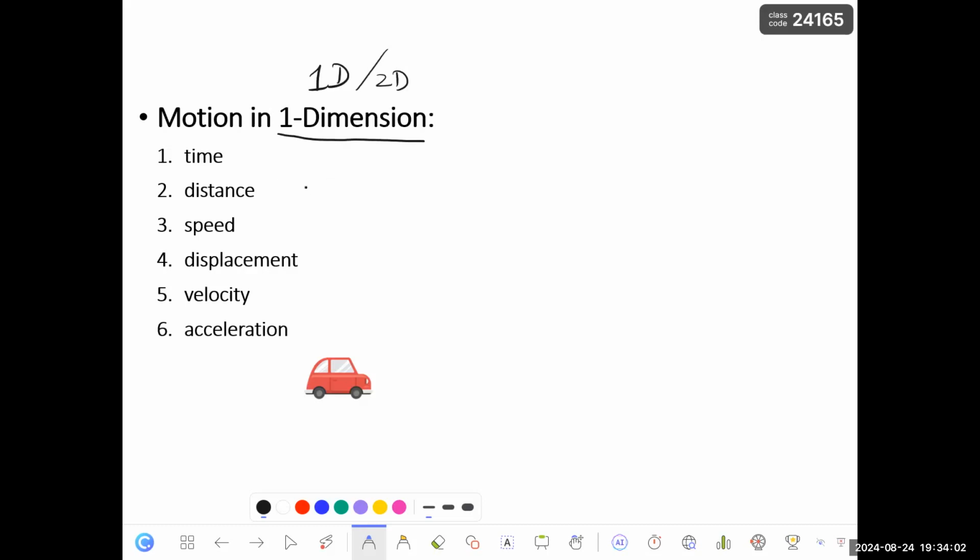Before jumping into details, we're going to talk about a bunch of different things in one-dimensional motion. The first one is time. What is time? Time is a duration. For example, this car is going in this direction and is going to reach here. I can call this point A and this point B.